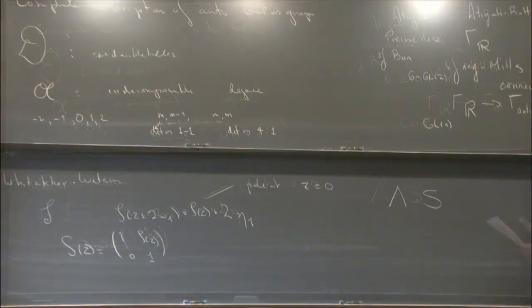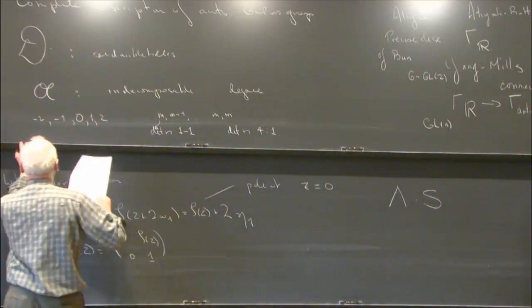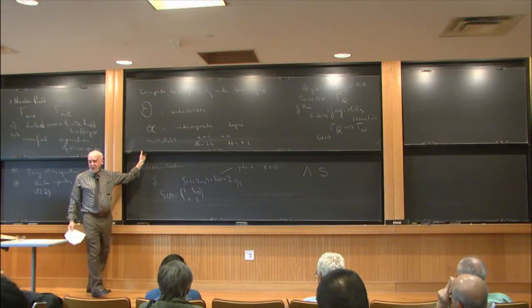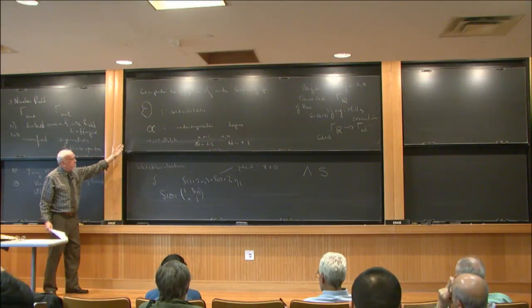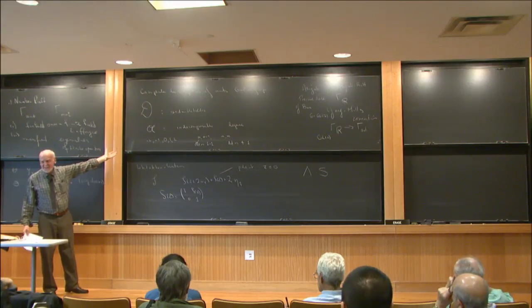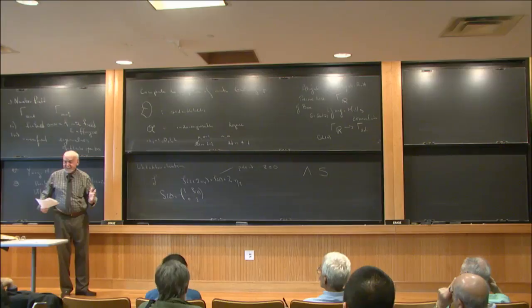Now, you see, we're treating A and D as quite different. If you think about stacks, then the closure of A contains part of D, and so on. But for us, A and D will be surprisingly separate.